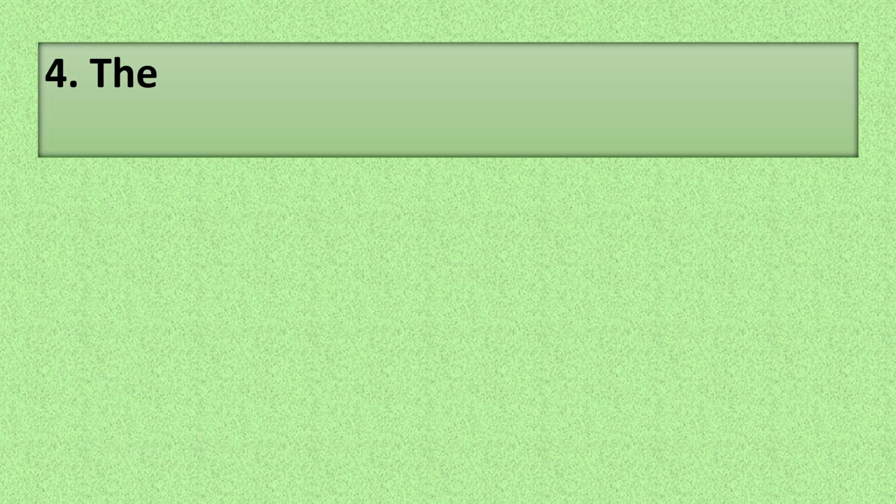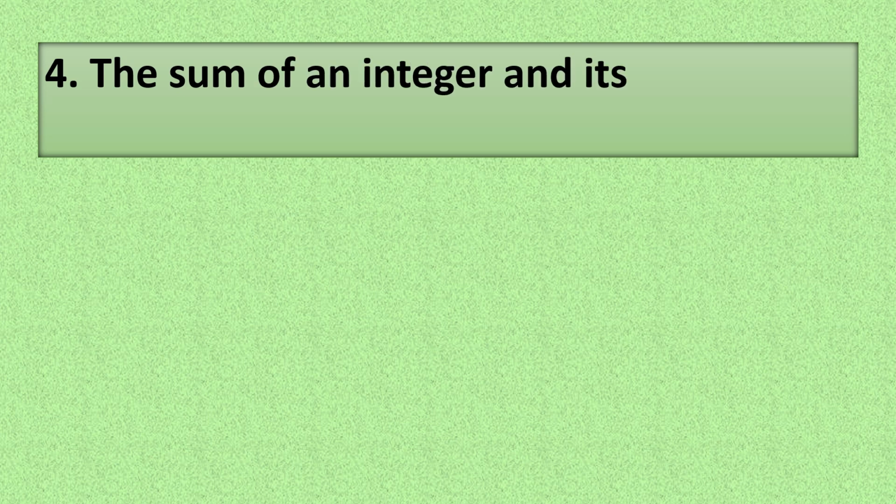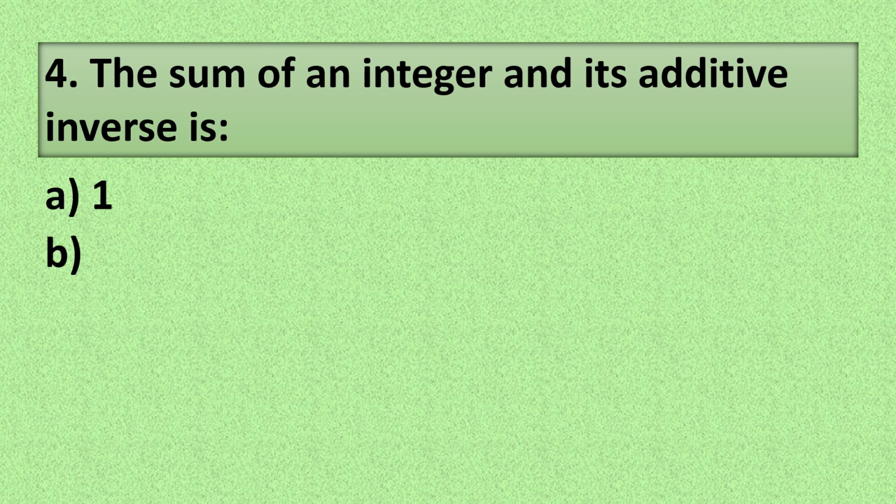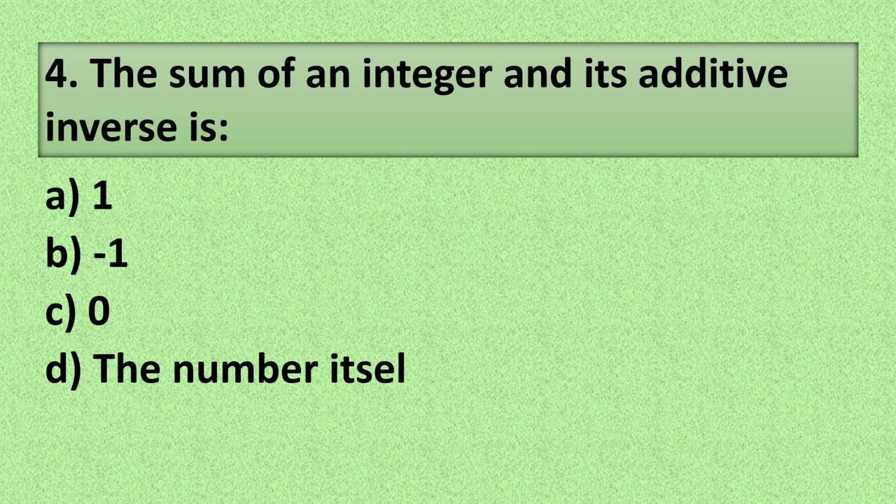And question number 4. The sum of an integer and its additive inverse is dot dot dot. Options are A) 1, B) minus 1, C) 0, and D) the number itself. The sum of an integer and its additive inverse is, and the answer is C) 0.